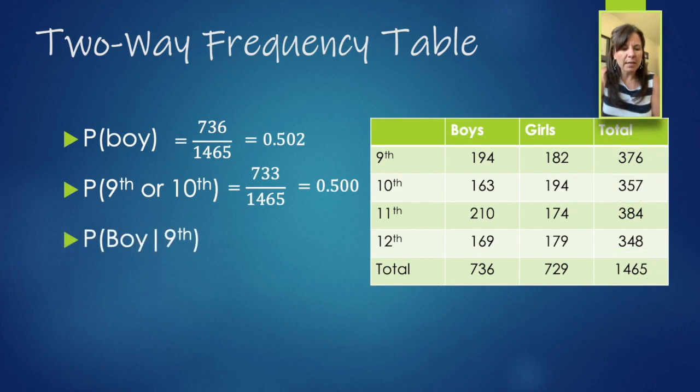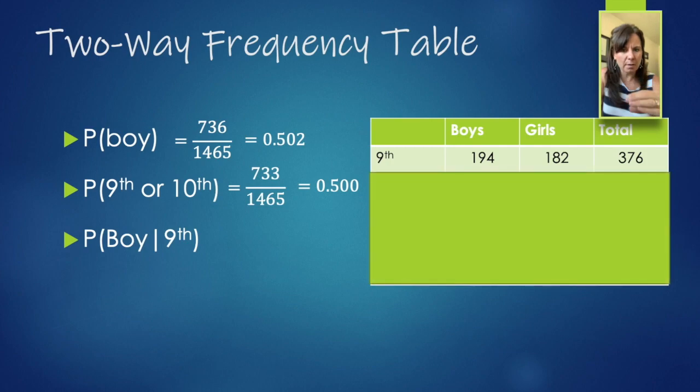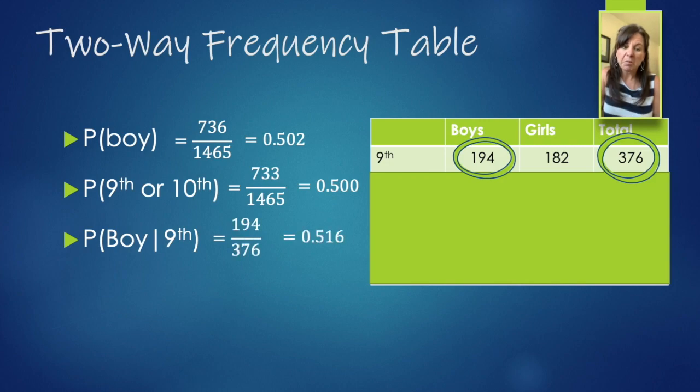What's the probability of selecting a boy given that he's in 9th grade? So given that, this is where the tunnel vision comes in because we're focused only on the 9th grade. We're only concerned about these 376 students, and of those, 194 are boys. So the probability of selecting a boy, given that he's in 9th grade, is about 51-52%.